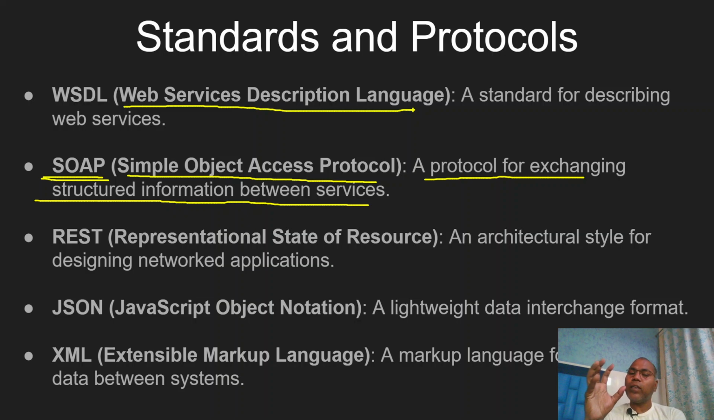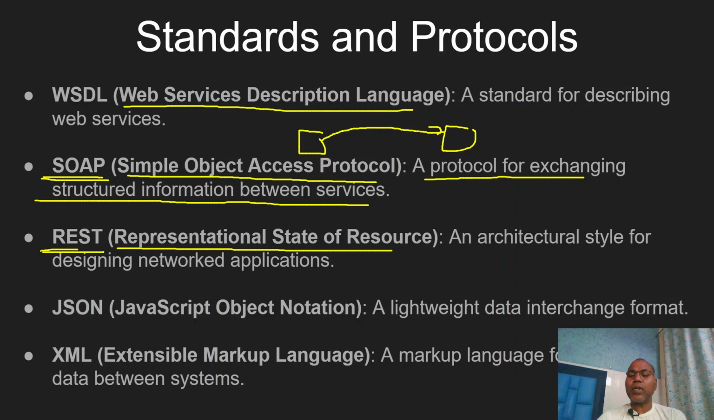So whatever you define in the WSDL file, the same structures travel as a simple object in the protocol, the complete object travels from one machine to another machine, from one service to another service. And later on we also standardized the REST format, representational state transfer. This is an architecture style for designing networked applications.